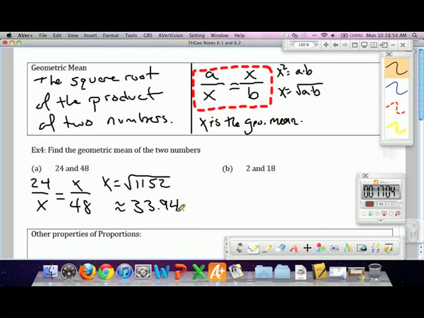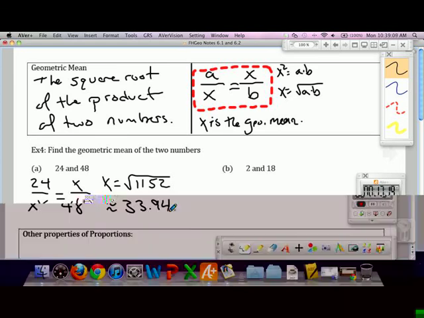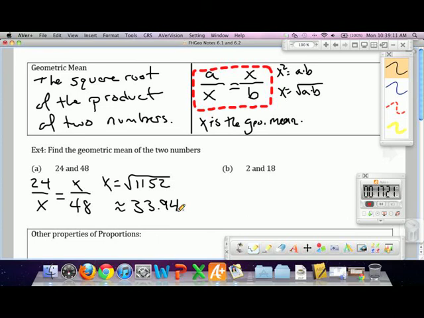Does it matter which way you put the numbers? Could it be like 48 over x equals x over 24? Yeah, we're going to see this actually, these other properties, there's actually two of them. One of them is that if you have a proportion, then an equal proportion is just flipping on a diagonal. So yeah, you could if you want.